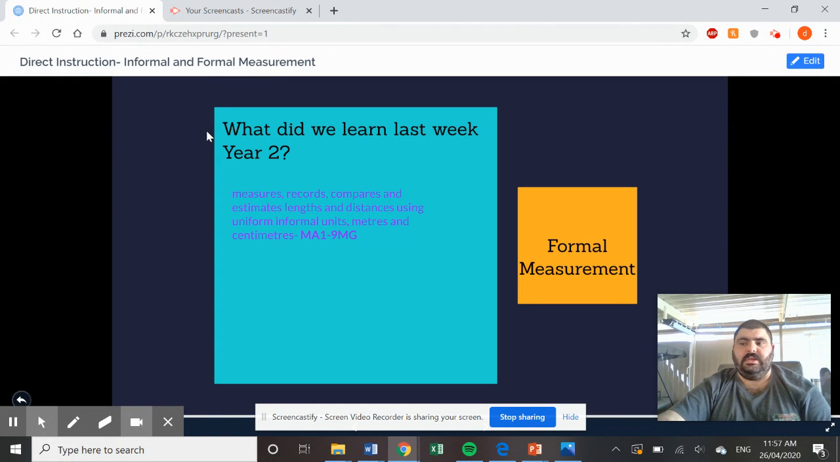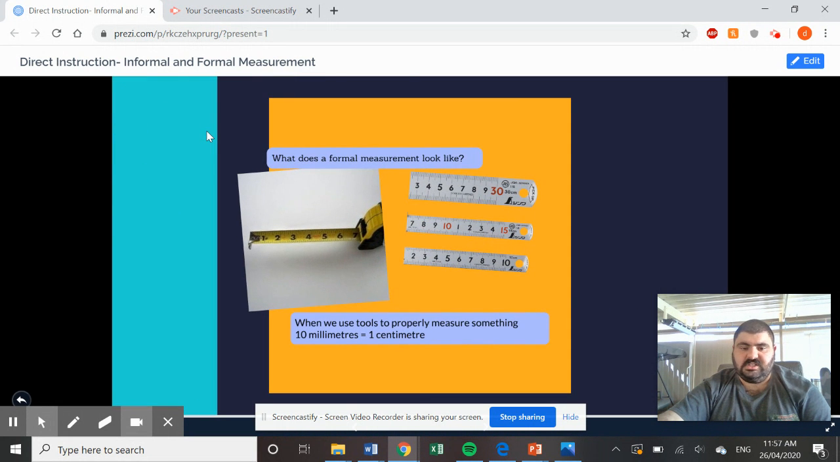Following on from last week when we talked about formal ways to measure objects. Remember, a formal measurement is when we use tools to measure objects. We looked at tools such as a ruler and a measuring tape. We also learned the difference between a centimeter and 10 millimeters, which are the exact same, and how to follow this along a ruler.